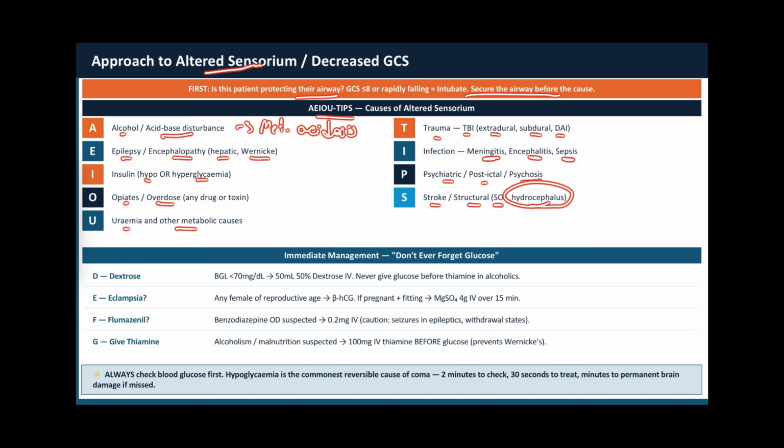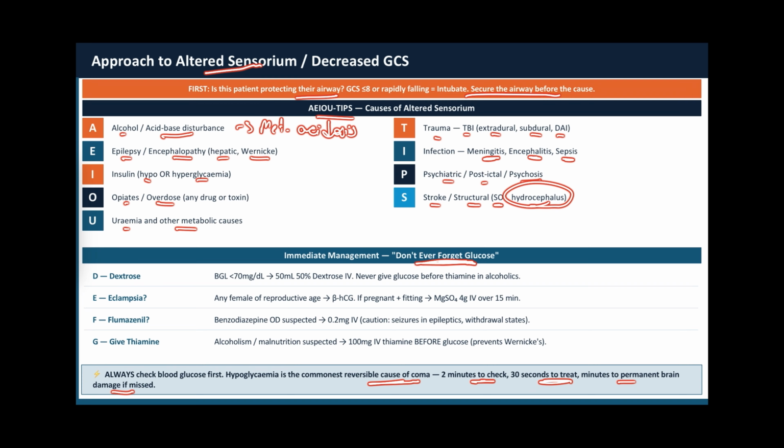And what is the immediate management? Please do not ever forget checking glucose in case of altered mental status patients, because hypoglycemia is the common reversible cause of the coma. It takes just 2 minutes to check and 30 seconds to treat. How are you going to treat these patients?